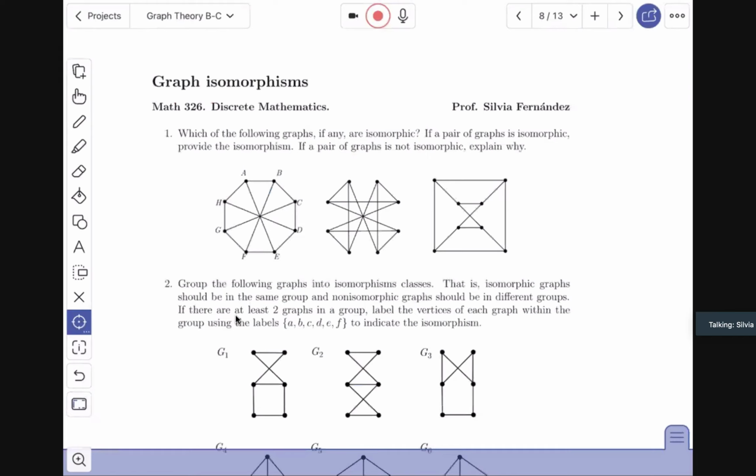Expect in the test that I will ask you something like, prove that these two graphs are isomorphic by labeling the second graph using these same labels to show the isomorphism. Make sense?